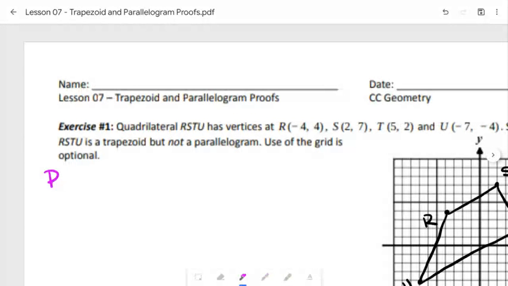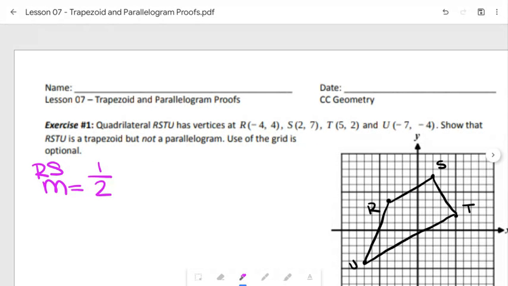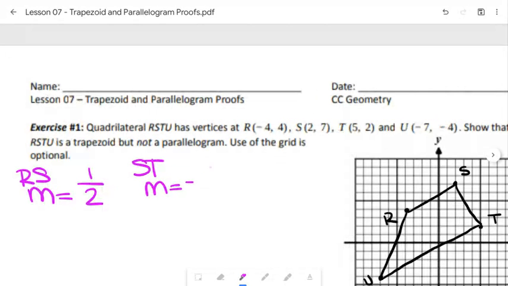So for RS, when I look at the slope, it would simplify to up 1 over 2, right? It looks like I'd be dealing with up 3 over 6, but that simplifies to 1 over 2. Okay, for ST, looks like we're going down 5 over 3. UT is also going to be up 1 over 2. So if I'm looking at that, it looks like it would be up 6 over 12. So if it's up 6 over 12, that's going to simplify.